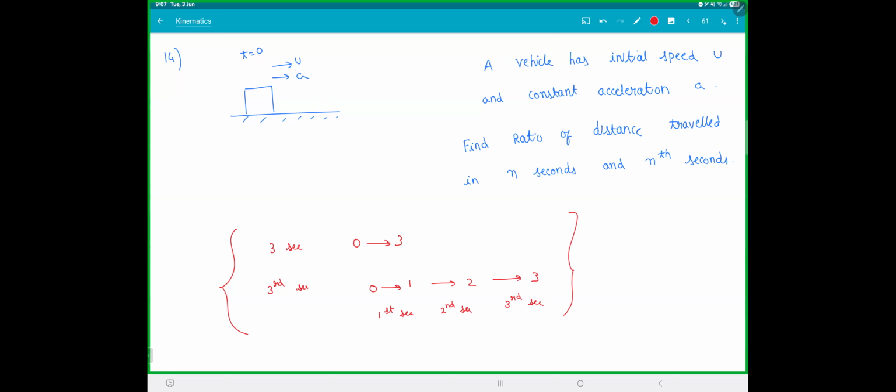Are you getting the difference? So that's how you count it. Be careful with that wording. 0 to 1 is the first second, 1 to 2 is the second second, 2 to 3 is the third second. So I'm asking you to find the ratio of the distance traveled in n seconds and in the nth second. In case you have confusion about what n seconds and nth second are, be careful with that wording. I hope that was clear. What is third second and 3 seconds?